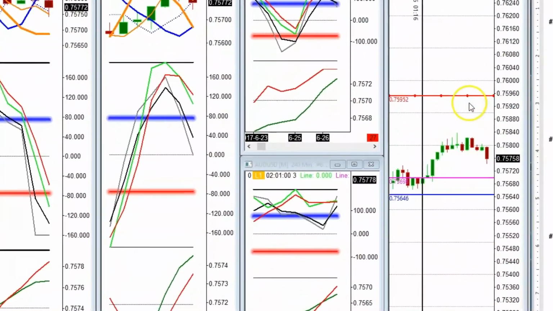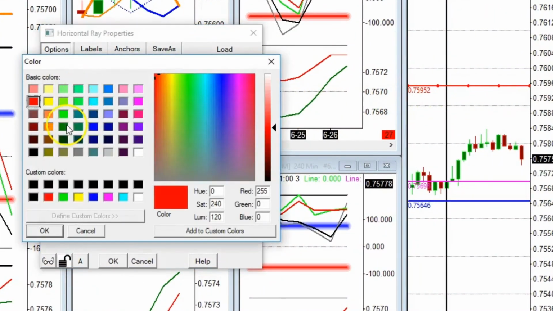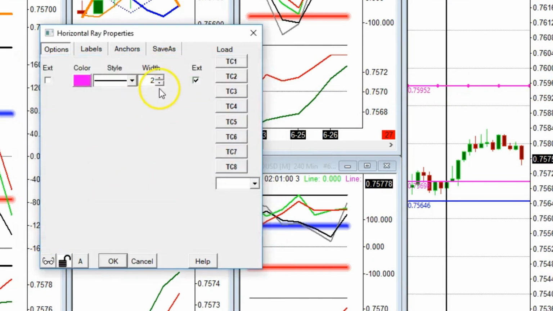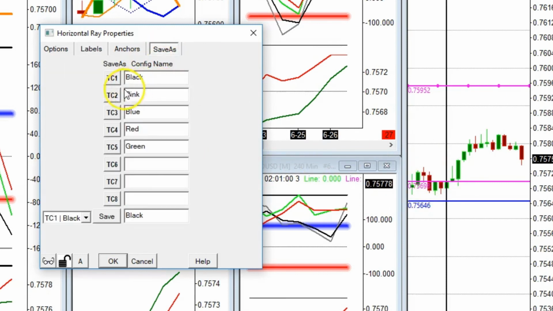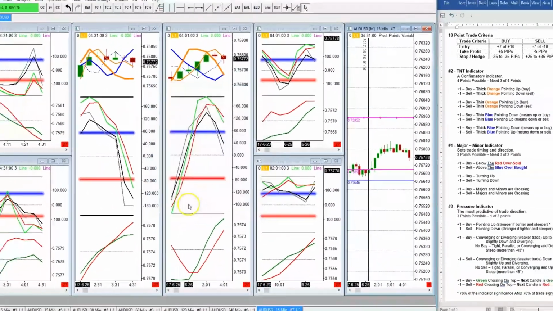Right click, properties. You just change the color you want. Let's say we want purple or pink. Hit OK. Number 2 width in the line. From the label, there's price. Opaque would cover these candles up. I don't want to cover the candles up with a white background. Save, you would click, type in pink, you'd click 2, and that would assign the configuration. When you're done, click OK.